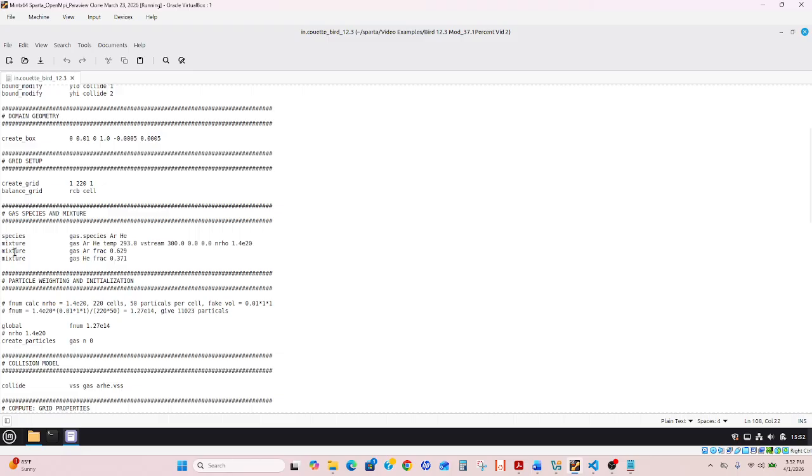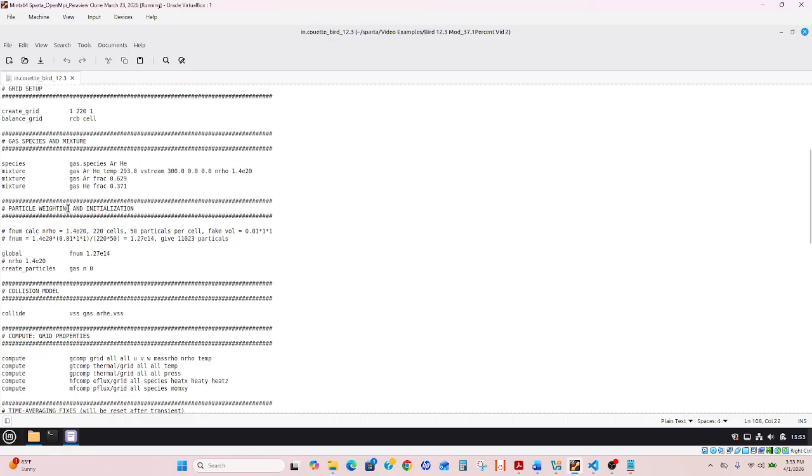Next, now this problem for 12.3, it goes over like 5 different mixtures that he did this simulation in, and one of the mixtures is 37.1% helium, and then the rest, of course, is argon. And you can see that's what I've done here by setting these mixture fractions up.